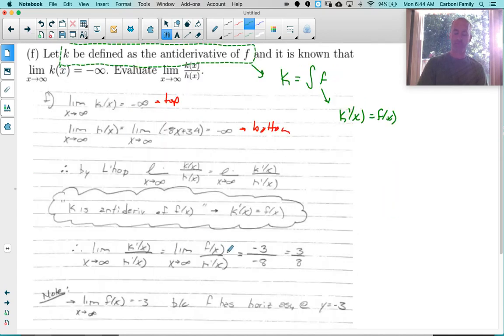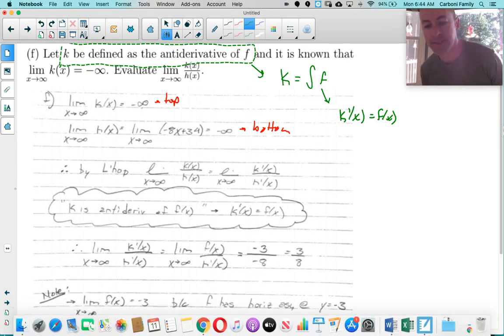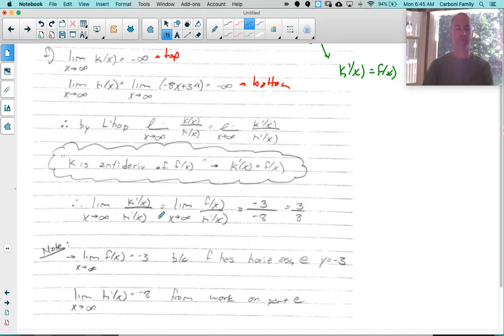For the f part, at the very beginning of the problem, if you look at the description, they describe f as having a horizontal asymptote at y equals negative 3. And if a function has a horizontal asymptote at y equals negative 3, that means that the limit as x goes to infinity of that function is negative 3. And so that's where I pulled the negative 3 here.